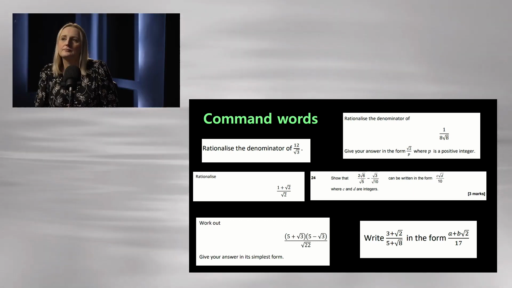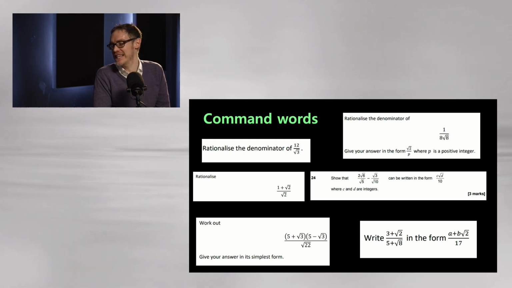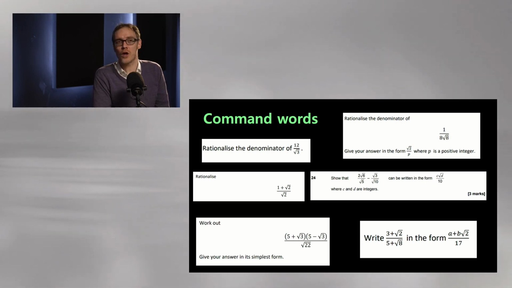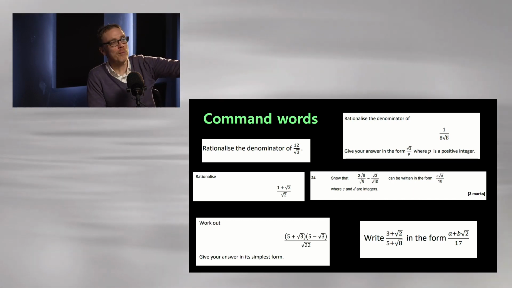Simplest form's an interesting one, right? Because it goes back to that previous argument. That's vague, isn't it? Simplest form. Yes, it is. Because you've got to understand the interpretation of what simplest form means, whereas stating the form removes all the ambiguity.